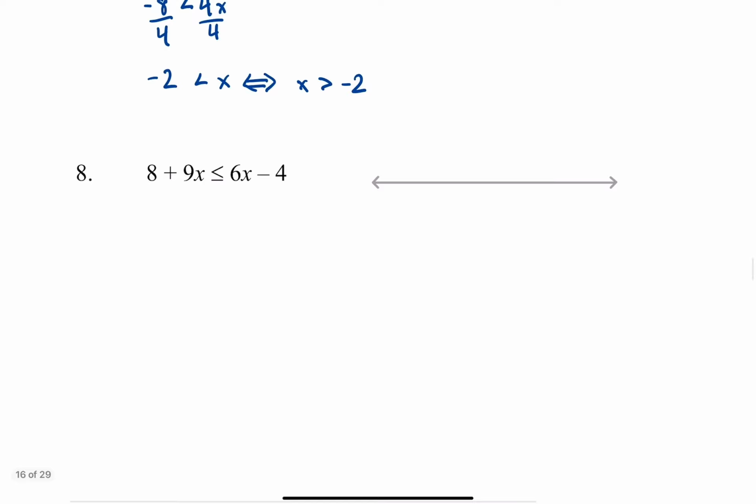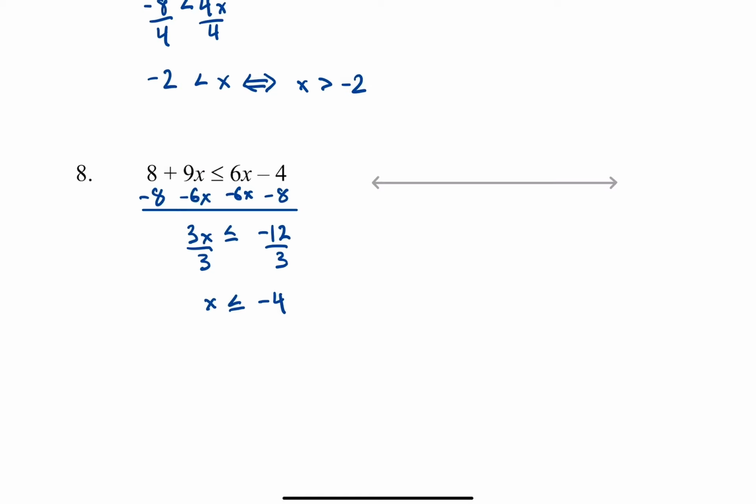All right. In the case of number 8, it gets a little more challenging, but we just need to collect like terms. I'm going to go ahead and keep my x's positive. That is to say, I'm going to subtract 6x from both sides. So I'm moving the x's over here, and I'm going to move the constants over to the right. So at the same time, I'll subtract 8 from both sides. This gives us 3x is less than or equal to -12. Divide by 3. You get x is less than or equal to -4. So if -4 is on our number line, it's going to be a closed dot going to the left.